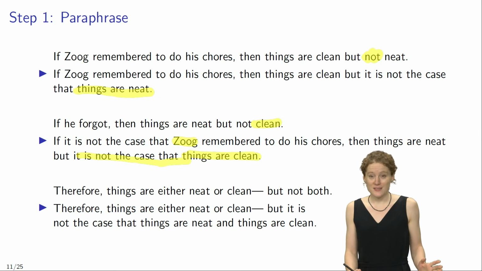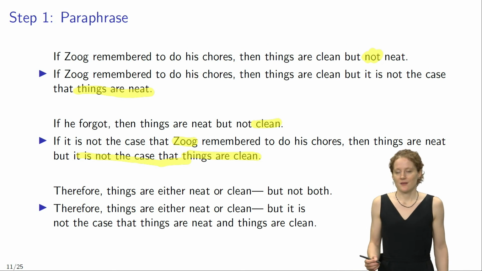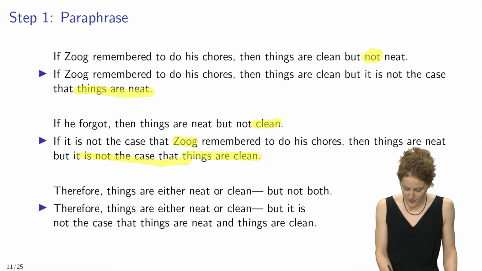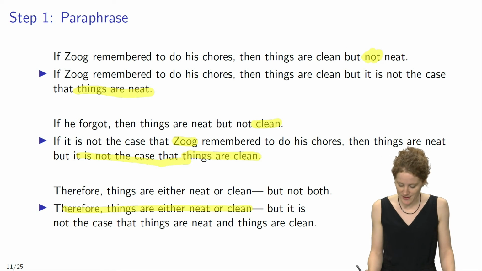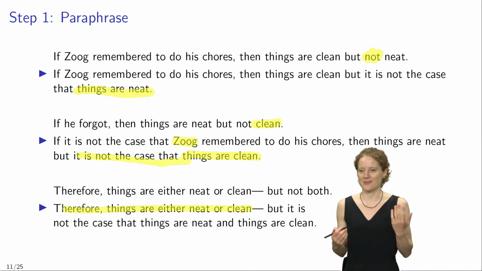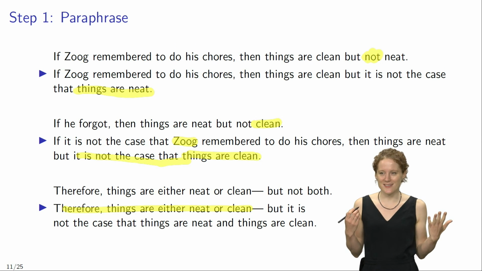The third sentence says that, therefore, things are either neat or clean, but not both. The first part of the sentence looks pretty clear to me. Therefore, things are either neat or clean. I just kept that. But then with the second part of the sentence, I spelled that out a little more. So it says, but not both. What was meant, not both what?